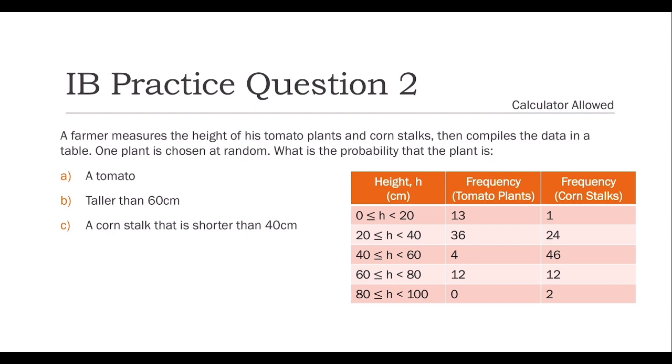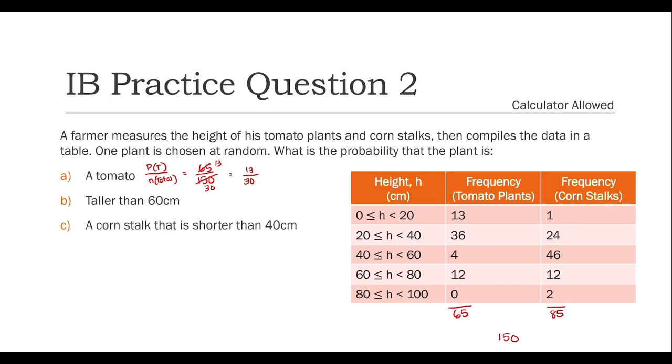So we need to find the total number of tomatoes, so the probability of a tomato, out of the number total. So we have a total of 65 tomato plants and 85 corn stalks. So our overall total is going to be 150. So the probability of a tomato would be 65 out of 150. You can divide both by 5 to get 13 over 30. So our probability is 13 out of 30.